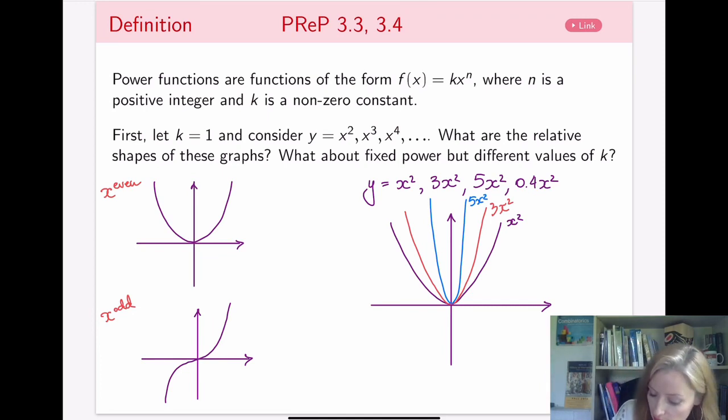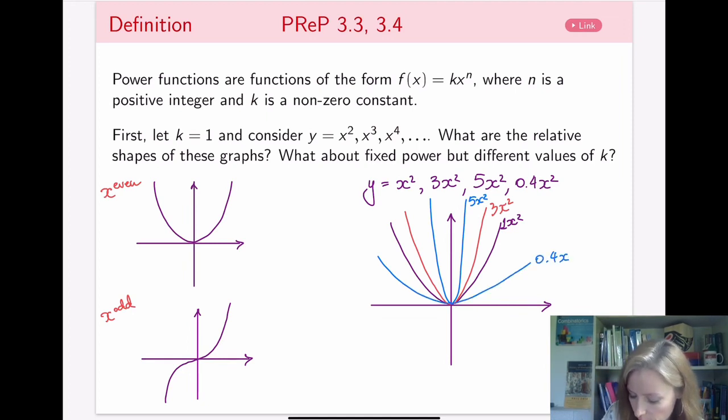So like this guy here, it's 1x squared. So 0.4x squared is going to be a parabola that lies below my basic parabola, somewhere like this. There we go. Okay, 0.4x squared. Okay, so the general parabolic shape is going to remain, but whether it's shallow and wider at the bottom or narrow and tall, that's what the coefficient in front of it is going to dictate.